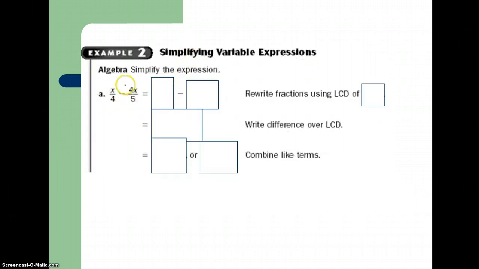This time we have variable expressions. We need to find the LCD, which is 4 and 5, nothing divides by, so I multiply it together. 4 times 5 is 20, so I take 5 times x, which is 5x. 5 times 4 is 20, so multiply the numerator by 4. 4 times 4, 16x.